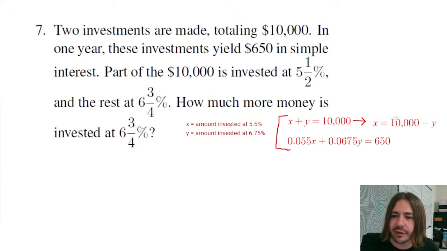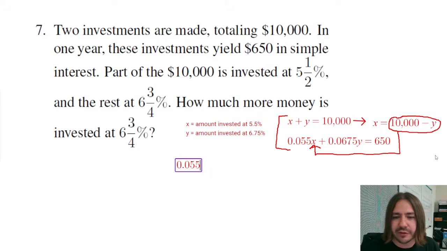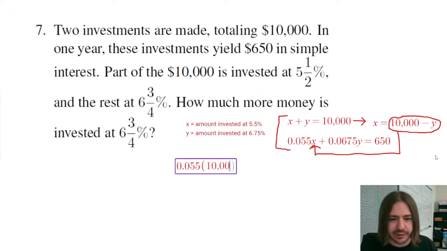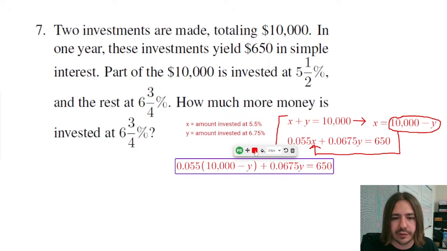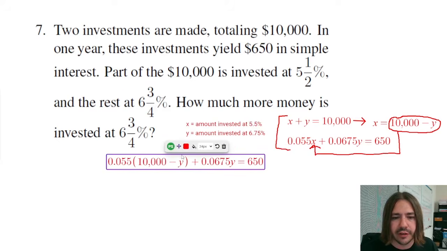Now this method is called substitution, so we're going to substitute this expression, 10,000 minus y, in for x in the other equation. So 0.055 times 10,000 minus y plus 0.0675y equals 650. This is the equation that I'm going to solve that'll give me y, and then I can use y to find x.